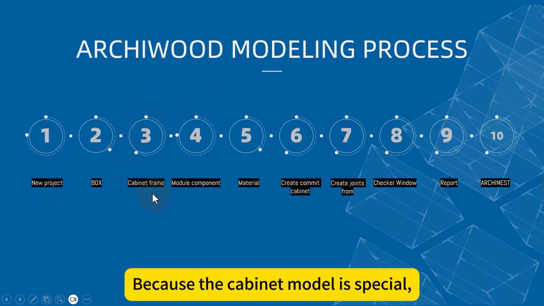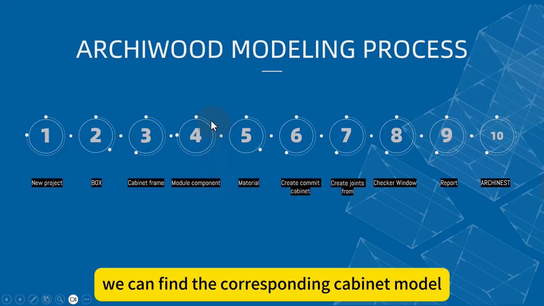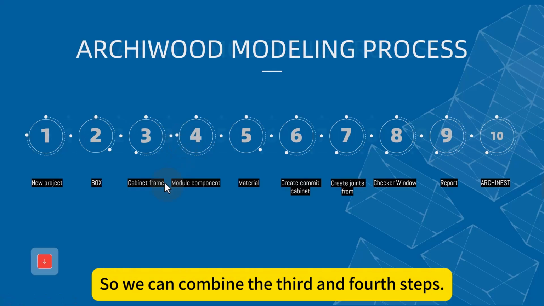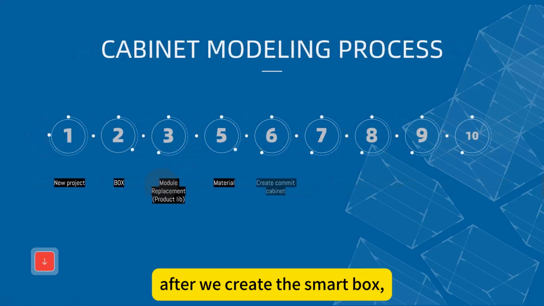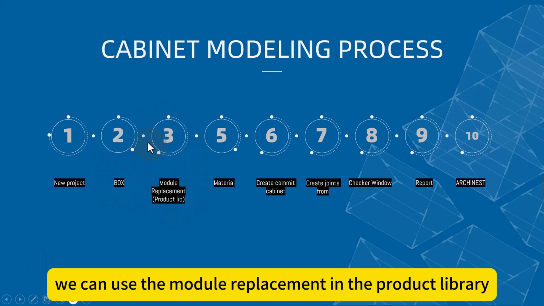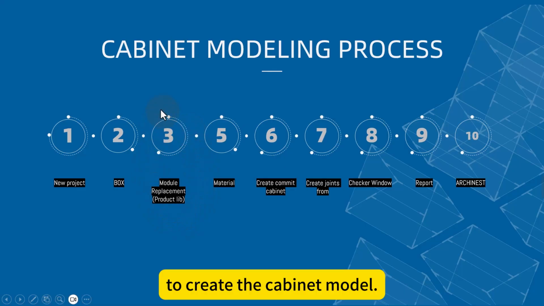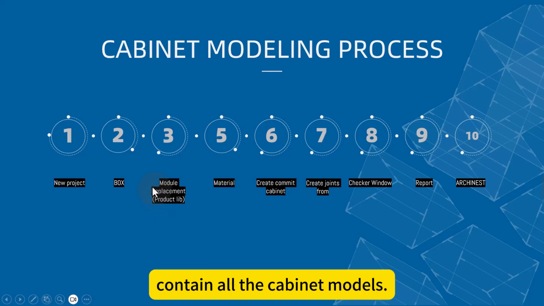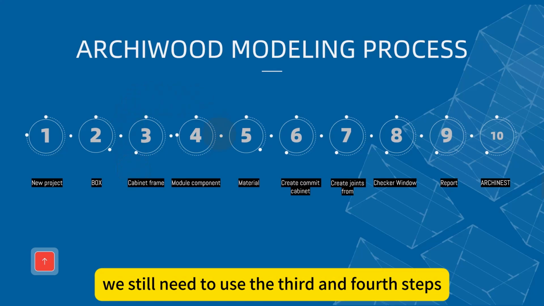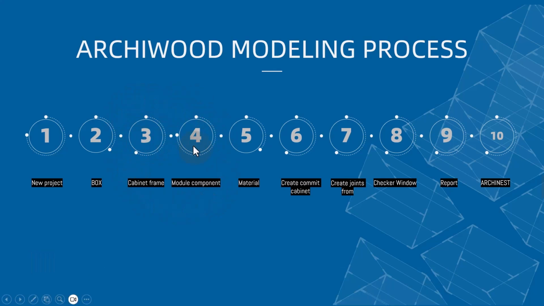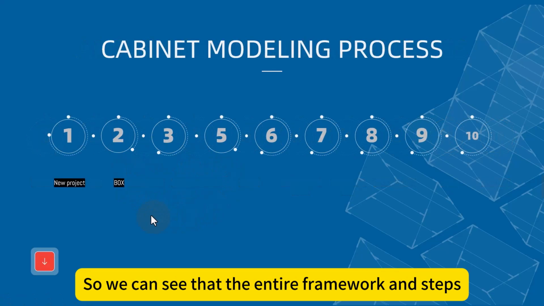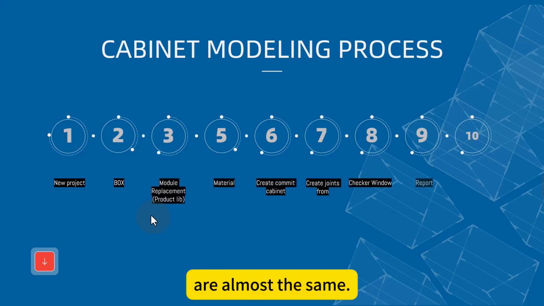Because the cabinet model is special, we can find the corresponding cabinet model in the product library. So we can combine the third and fourth steps. In this way, after we create the smart box, we can use the module replacement in the product library to create the cabinet model. Of course, not all cabinet models are contained there. For models that are not in the product library, we still need to use the third and fourth steps to create the model. So we can see that the entire framework and steps are almost the same.